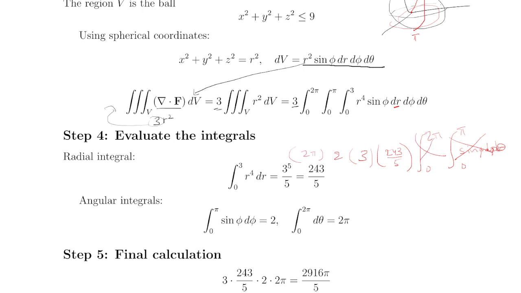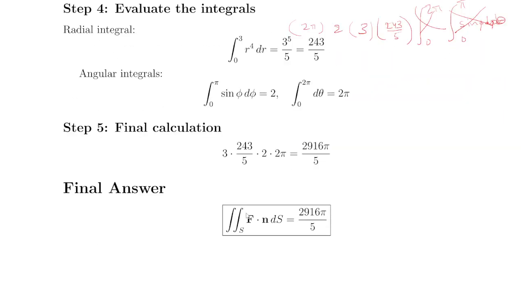So then we have all the pieces that we need. We're going to multiply 3 with 243 over 5 times 2 pi and get our final answer as 2,916 pi over 5.